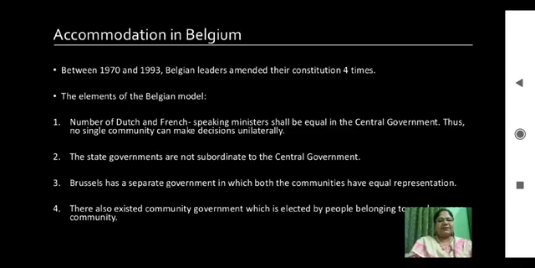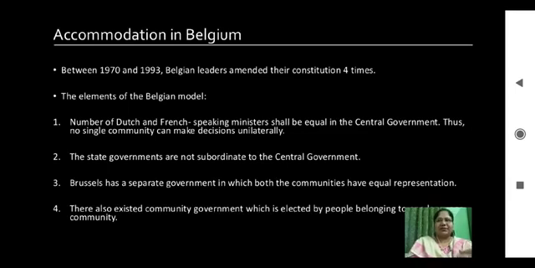Second, the state governments were not subordinate. A lot of powers of the central government were transferred to the state governments, and the state governments did not work as subordinates under the clear instructions or guidance of the central government, which was a very positive move.